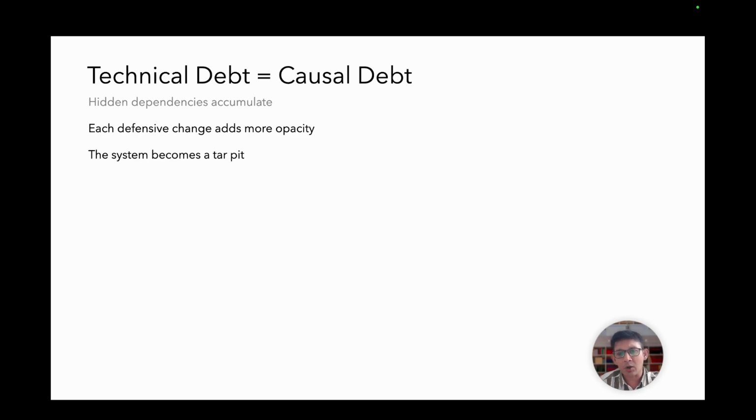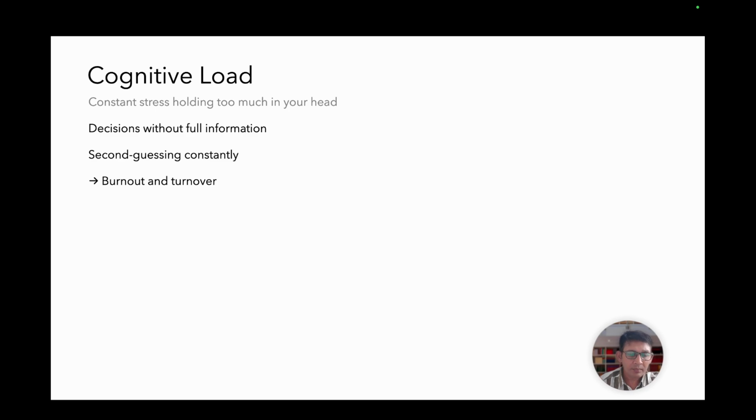Every developer in a causally opaque system operates under constant cognitive stress. They're holding more in their heads than necessary. They're making decisions without full information. They're guessing constantly. This leads to burnout and turnover.